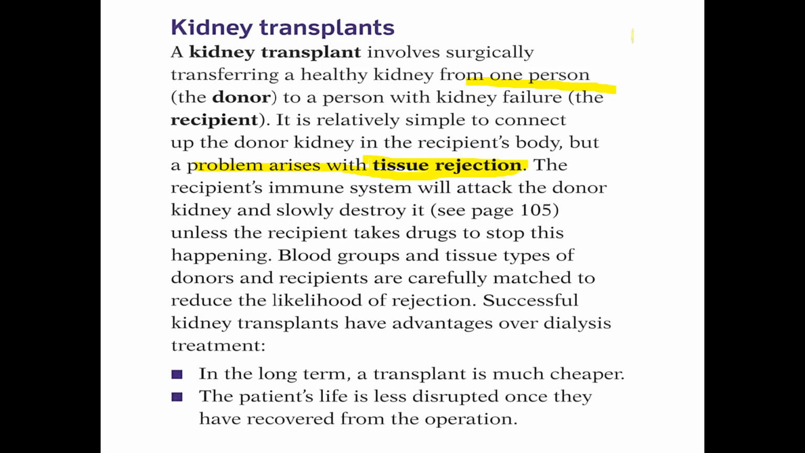What do we mean by tissue rejection here? The recipient's immune system will attack the donor kidney and slowly destroy it. Sometimes it's about matching the tissue of the donor and the tissue of the recipient. Sometimes they will not match. Otherwise, this process is successful.